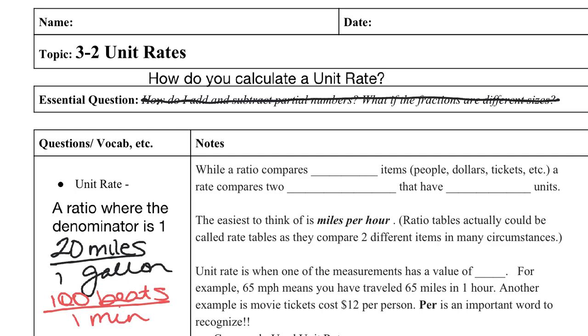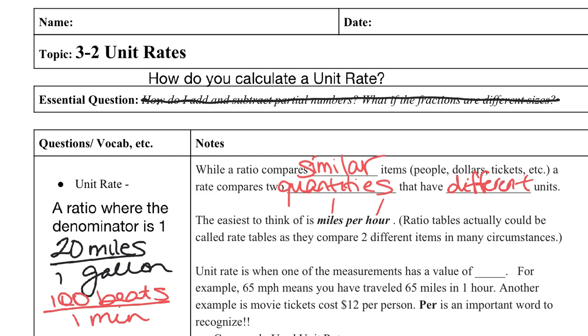So moving over to the lesson, it says, while a ratio compares similar items, a rate compares two quantities that have different units. The easiest to think of is miles per hour. You guys have heard that a million times. And see how it's comparing miles and hours. Those are totally different quantities and they have completely different units.